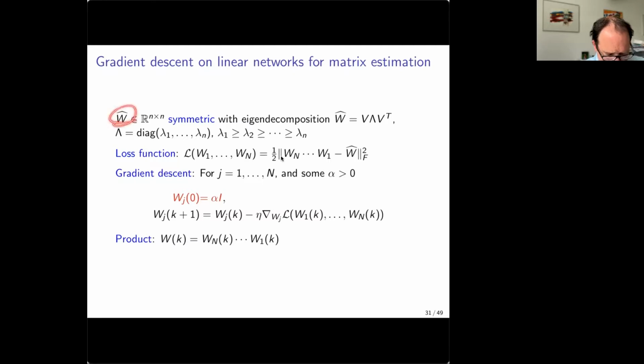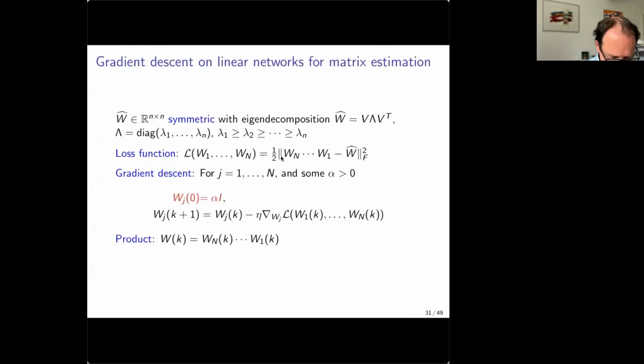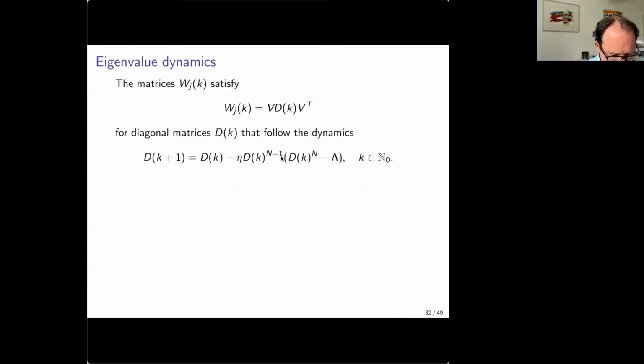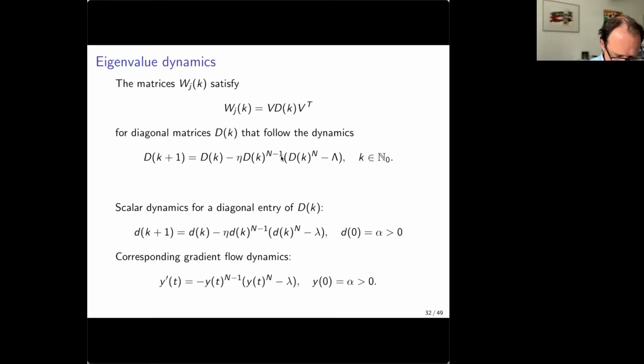We assume that W hat now is symmetric, and we look at this gradient descent and the product. It turns out that if we initialize with alpha times the identity, the dynamics only happens on the diagonal part, so these eigenspaces remain constant, and therefore we only need to follow the diagonals. This means that we can look at all the diagonals separately, so they decouple, and this is the equation for one diagonal entry. The corresponding eigenvalue of the ground truth is this lambda. And then I can also abstract going to the gradient flow for this. So we have a very explicit differential equation we have to solve.